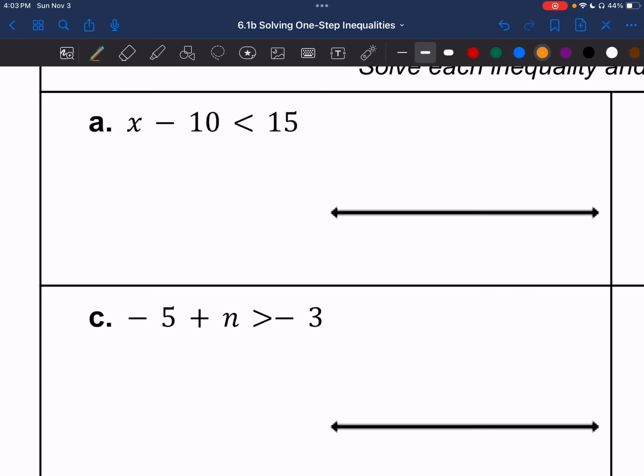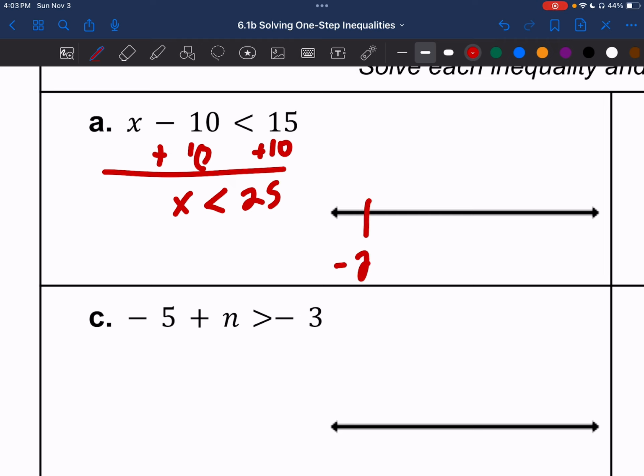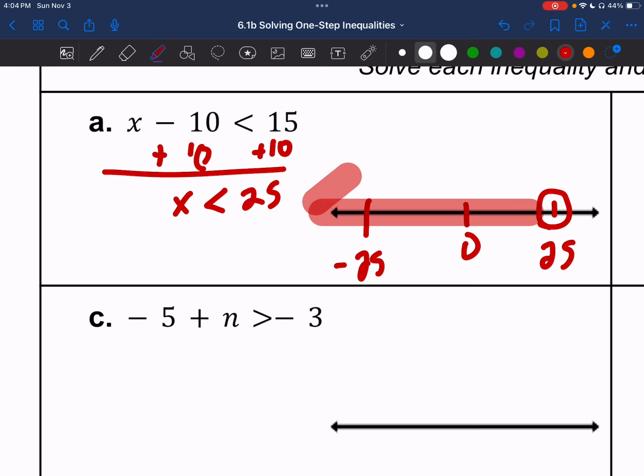So let's just dive right in and start doing the work. We're going to add 10 to both sides, because that's the opposite of subtracting 10. And we get x is going to be less than 25. So we start off with points at negative 25, 0, and positive 25. And it is less than, so it is an open dot at 25, and we're shading to the left because it's less than.